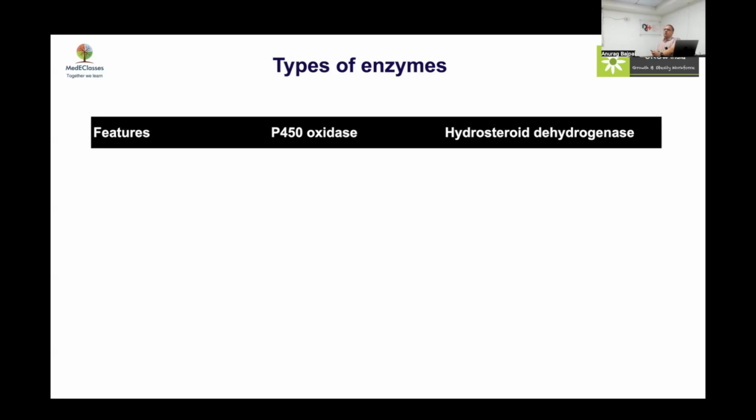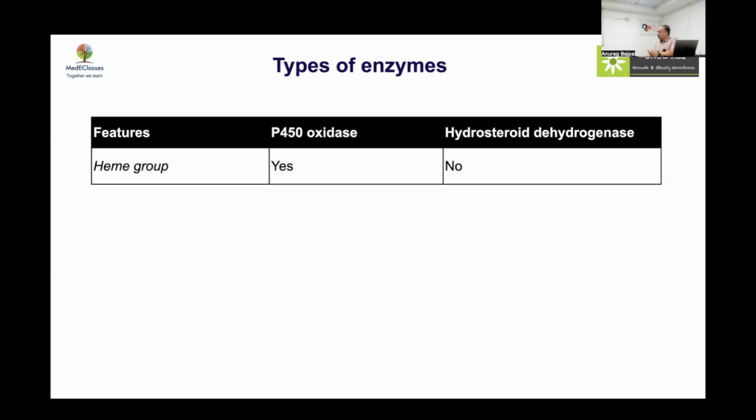Now, why do you have virilization in 3 beta HSD deficiency? So 3 beta HSD deficiency means no conversion of delta 5 to delta 4, pregnenolone to progesterone, and the whole pathway. But why do they virilize? Other isoforms. So there is a peripheral conversion because you have these hydroxysteroid dehydrogenases in the different regions. So that is a major difference.